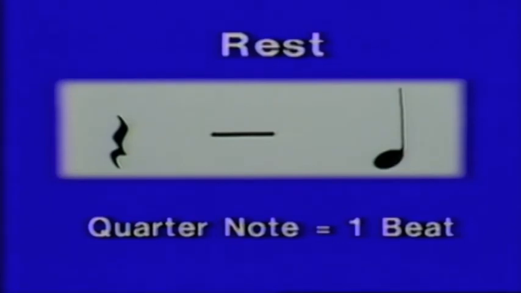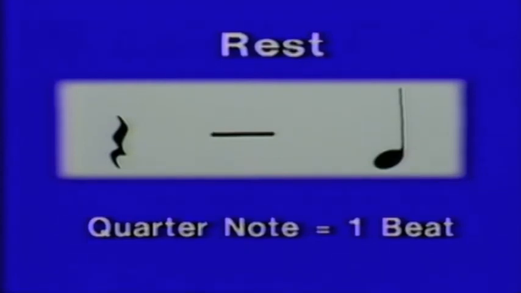Everything in rhythm must be mathematically correct. Say a composer doesn't want sound on every single beat of the measure. Since we have to account for every beat, we insert rests when the composer wants silence. Rests receive the same time values as their equivalent notes.